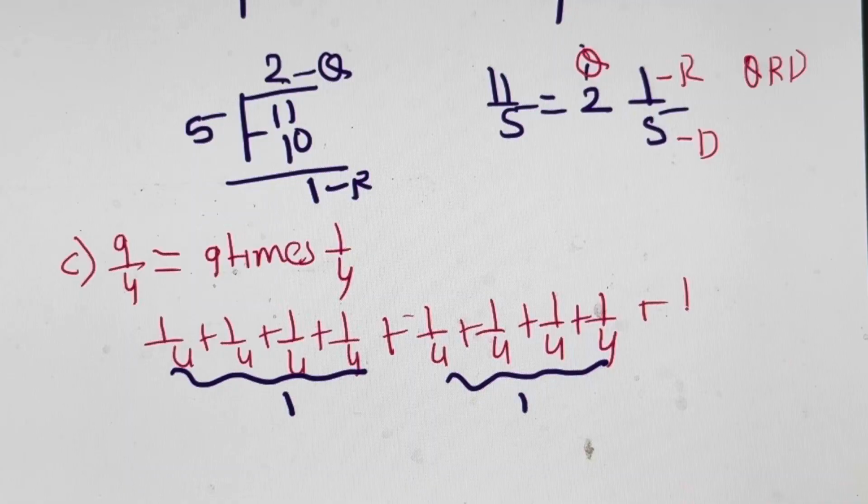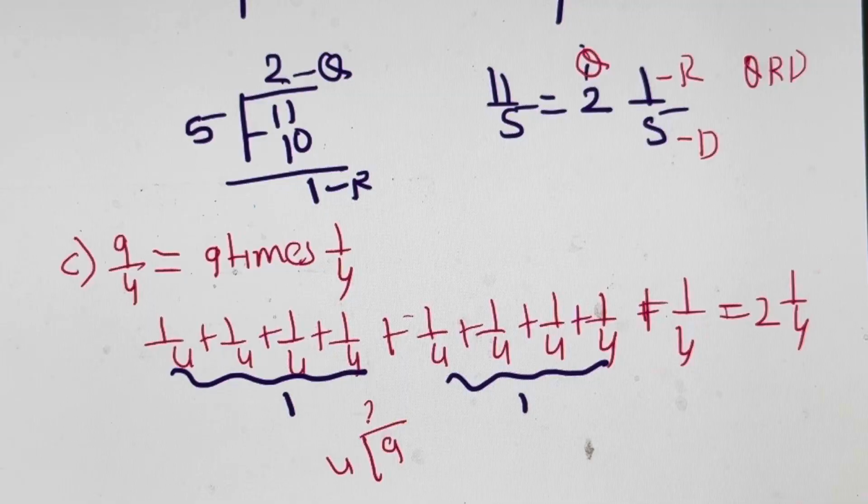So this is 8, we'll add one more 1. So 1 plus 1 is 2. 2 whole, 1 upon 4 is left. So 2 whole 1 upon 4, that's your answer. And even if you divide, you'll get the same answer. 9 divided by 4: 4 twos are 8 and 1 is the remainder. Right? So if you do it that way, your answer will also be correct.